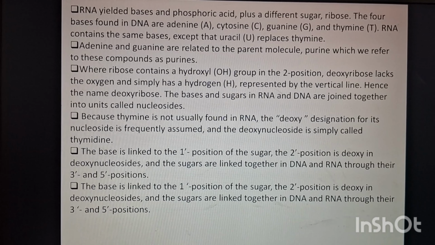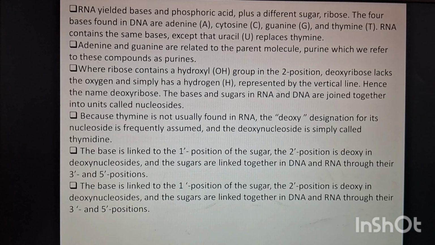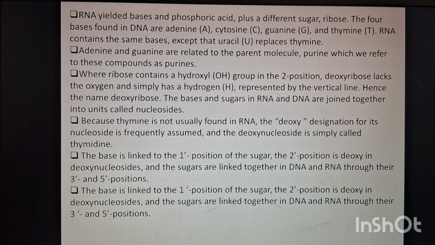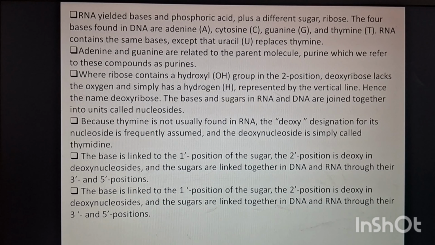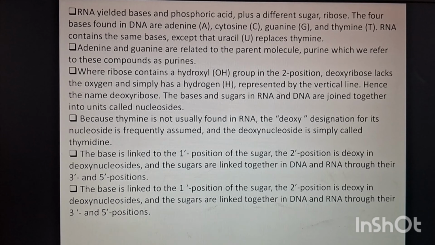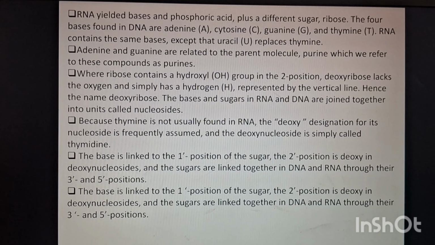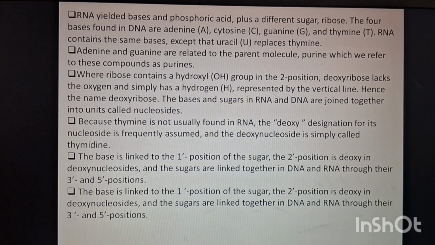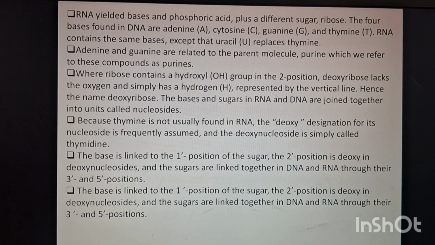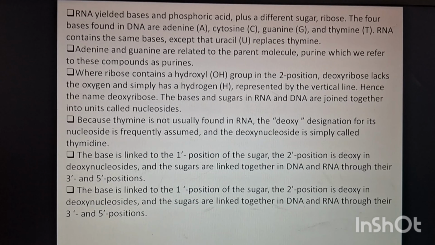Adenine bonds to thymine and cytosine bonds to guanine. Adenine and guanine are related to the parent molecule purine, which is why we refer to these compounds as purines. Where ribose contains a hydroxyl group in the 2' position, deoxyribose lacks the oxygen and simply has a hydrogen, represented by the vertical line, hence the name deoxyribose.